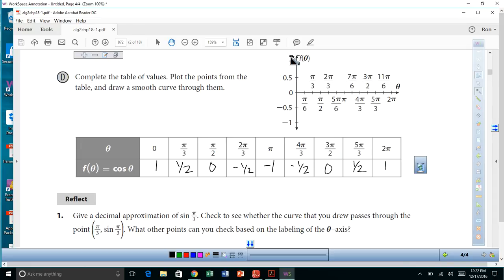Okay, so we got 0 and 1. Pi over 3 and 1/2, that's going to be like right there. Pi over 2 is going to be 0. 2 pi over 3 is going to be -1/2. It's going to be about right there. Pi is going to be -1.